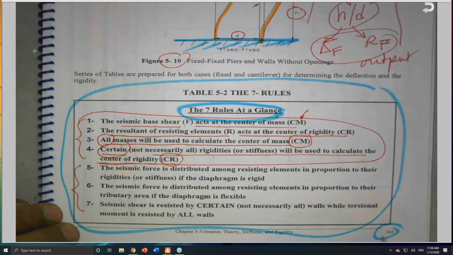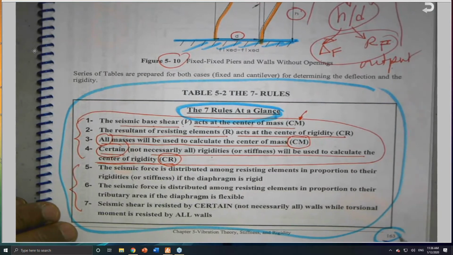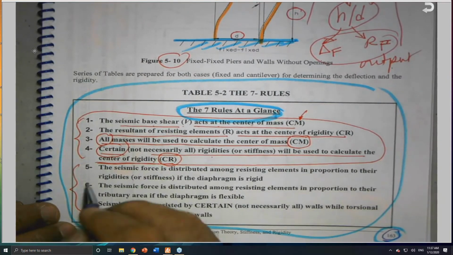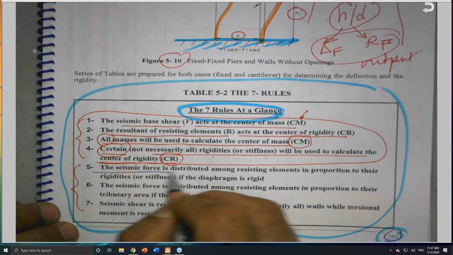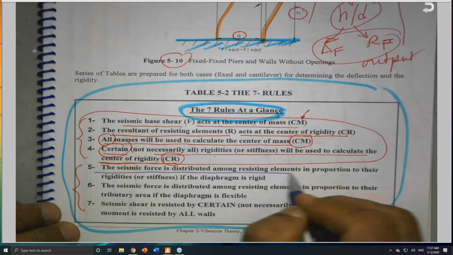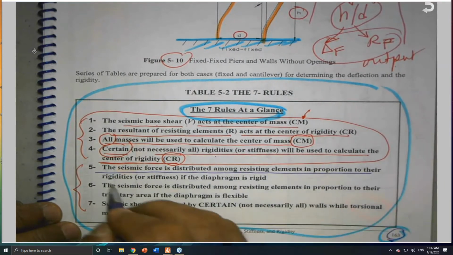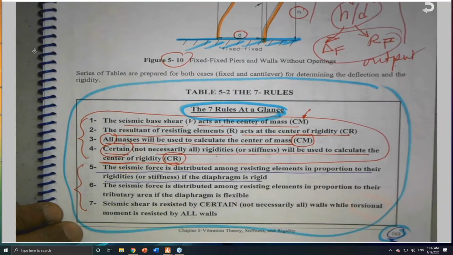Here it is. And this is why I skip it until I do it for you. If you can go to page 163 one more time. Page 163, please. You will find that the seismic force is distributed among the resisting elements in proportion to the rigidity or stiffness. Here it is.